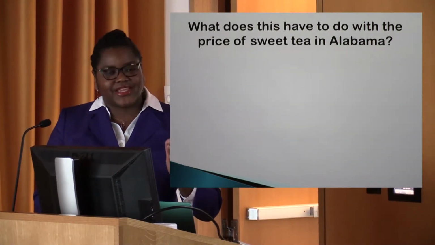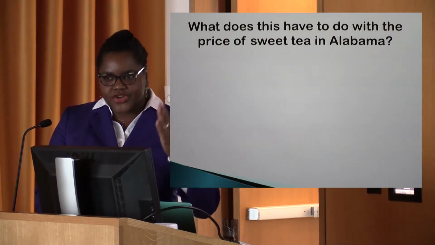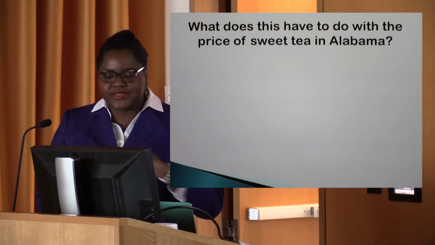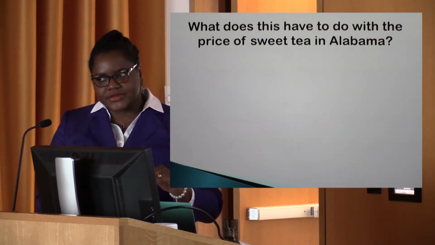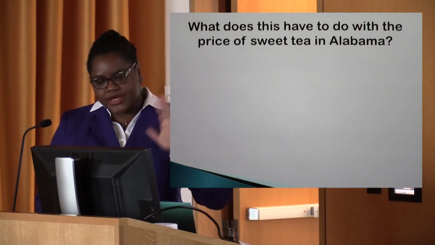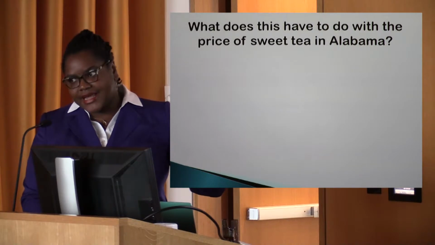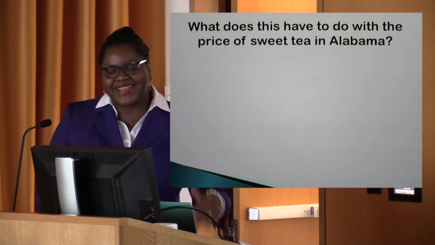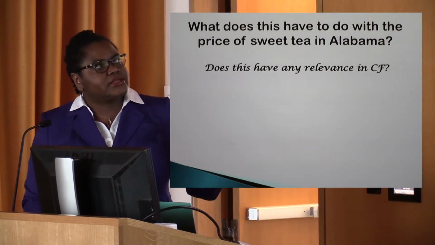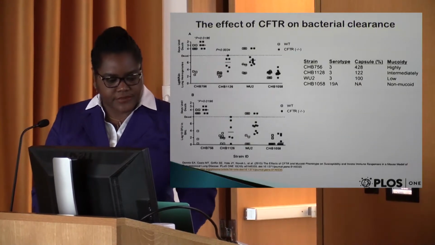And I will say right here, this is one of the things with students: when you start to look for one thing, 15 other things are going to come up. We didn't start the project to look at cystic fibrosis. We didn't start the project to look at mucoid bacteria, but that's where we went. So what does this have to do with the price of sweet tea in Alabama? And yes, I used my accent for that. Really, does the way these bacteria look have anything to do with cystic fibrosis?